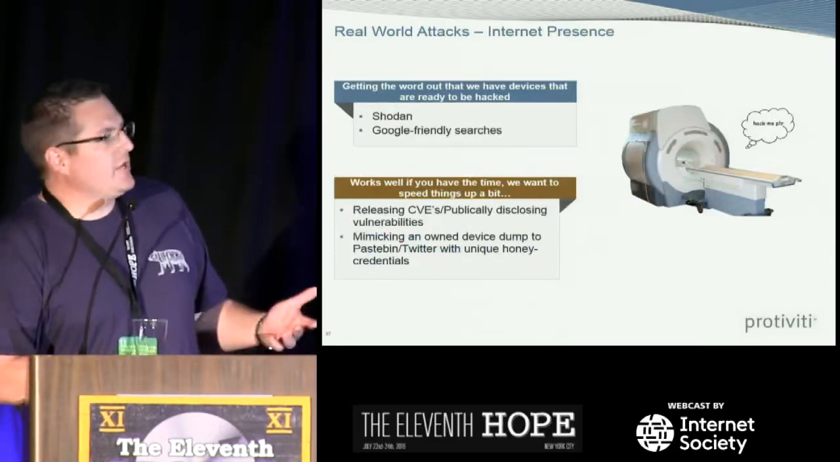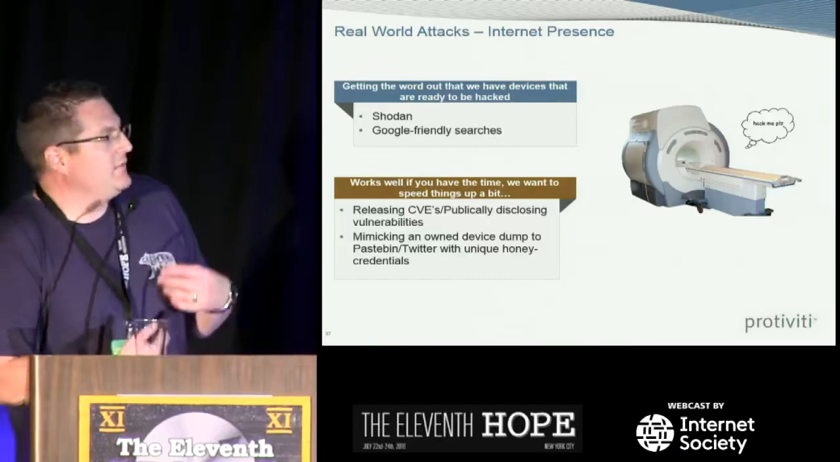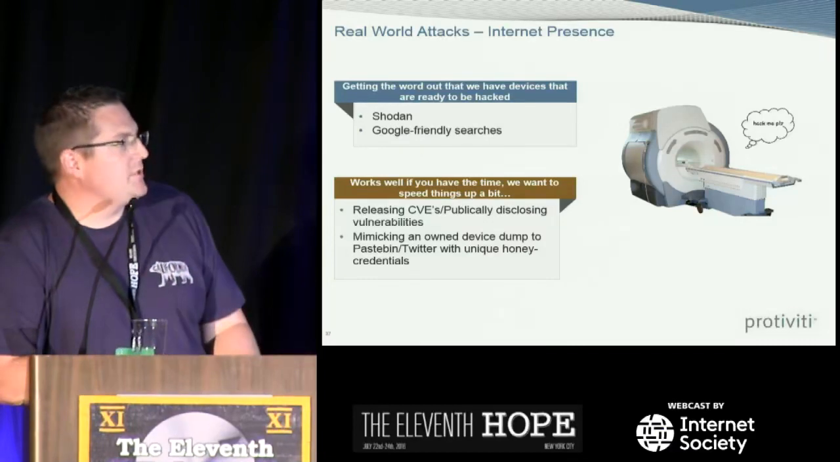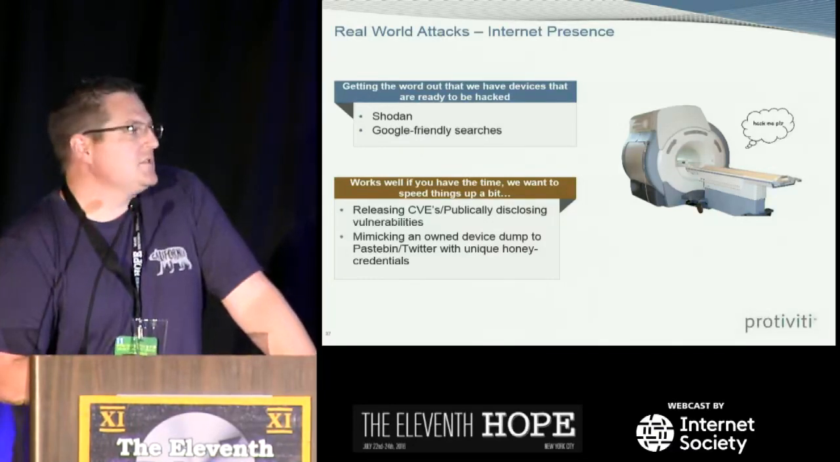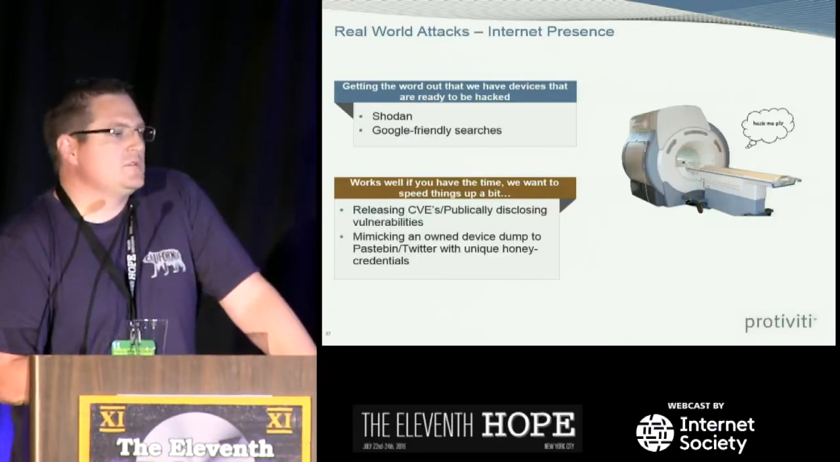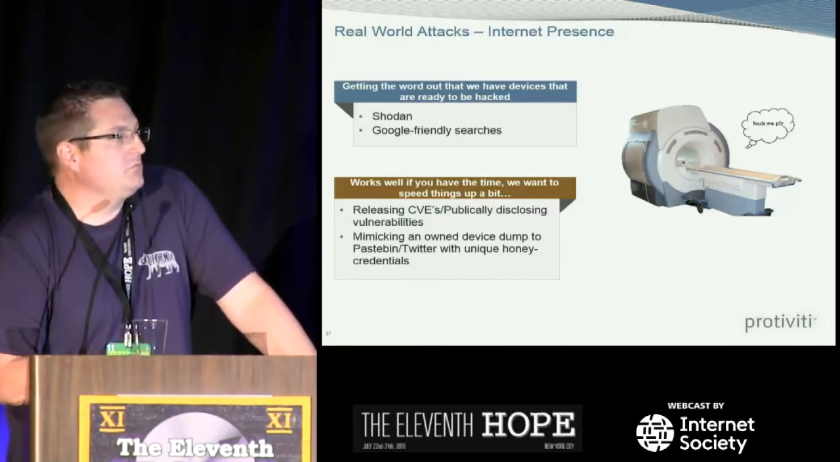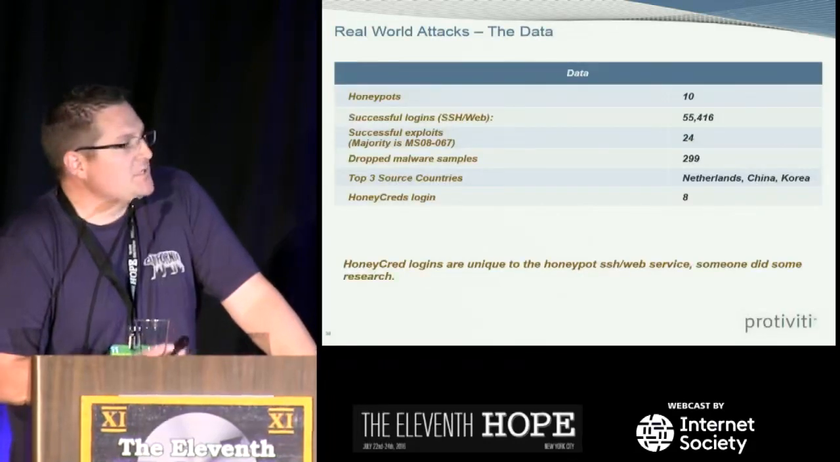And then we had to get the word out. So throw it out on Shodan, right? John Matherly's been awesome to work with. And a lot of the research that we've done, make those Google-friendly searches so they get picked up. Also drop indicators of releasing CVEs or disclosing vulnerabilities with usernames and passwords and using systems that had been publicly disclosed to see if people were doing that. We also did Pastebin and Twitter dumps with honeycreds that we'll talk about. So here's the data after 6 months.